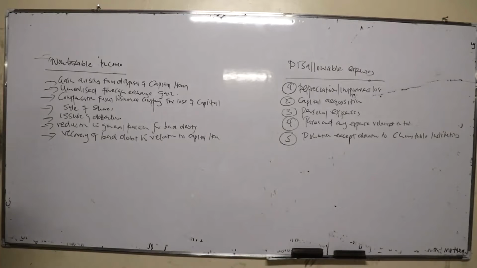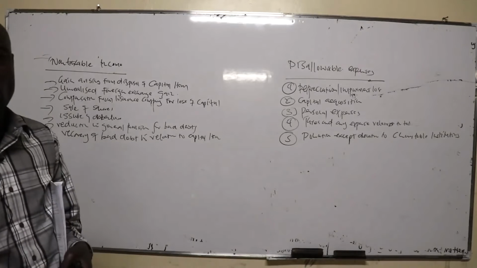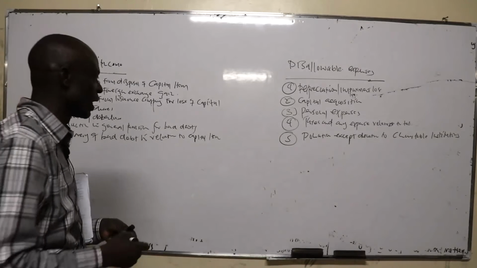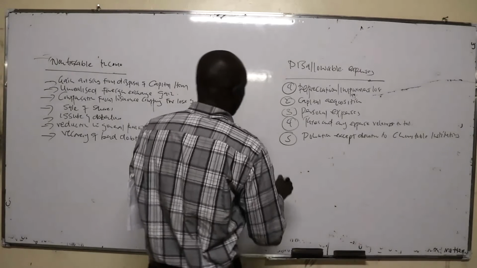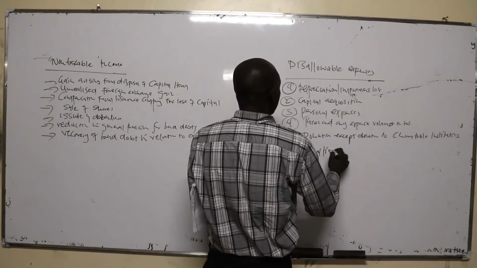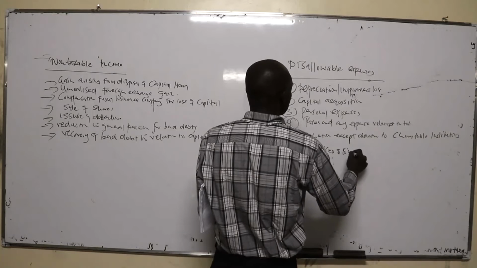Donation to a political party, for instance, is not allowed. Donation to a famine relief fund is not allowed. But donation to a charitable institution, to a children's home or Red Cross, that one is allowed. But donation to a famine relief fund is not allowed. To a political party is not allowed. Number 6, penalties and fines are not allowed.